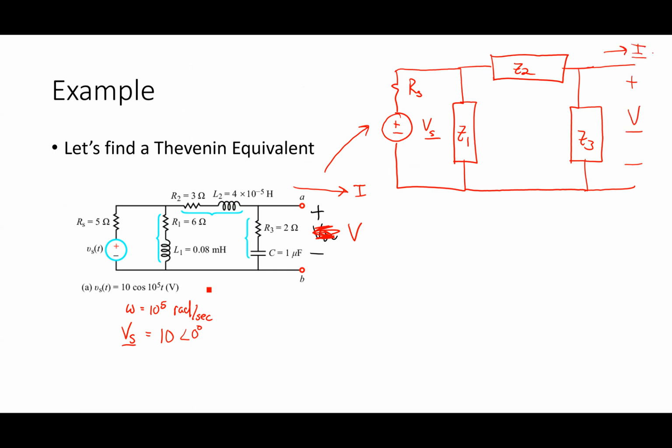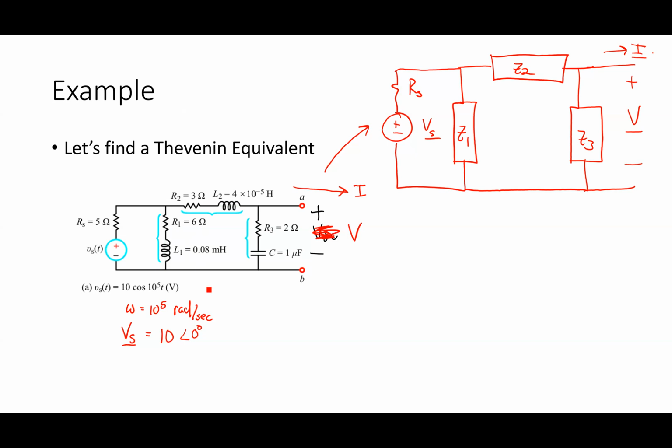Step 1 in my process is to get the open circuit voltage. Step 2 is to get the Thevenin equivalent resistance. I'm going to start with step 2, which is to get the Thevenin equivalent, and I should be careful, the Thevenin equivalent impedance.